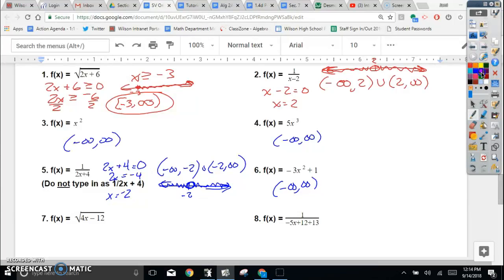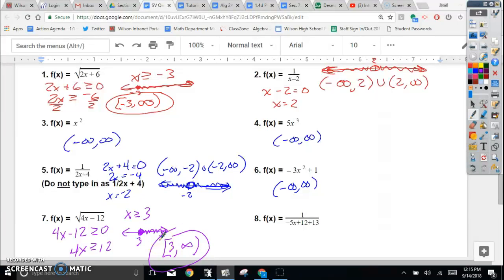Number 7, I'll switch over to magenta here. 4x minus 12 has to be 0 or bigger. So 4x greater than or equal to 12. X is greater than or equal to 3. With a number line, these are always the best ones to do because they require more thinking. So it looks like we're starting at 3, going to positive infinity. Do not fall asleep on those. Sometimes they get kind of funky.